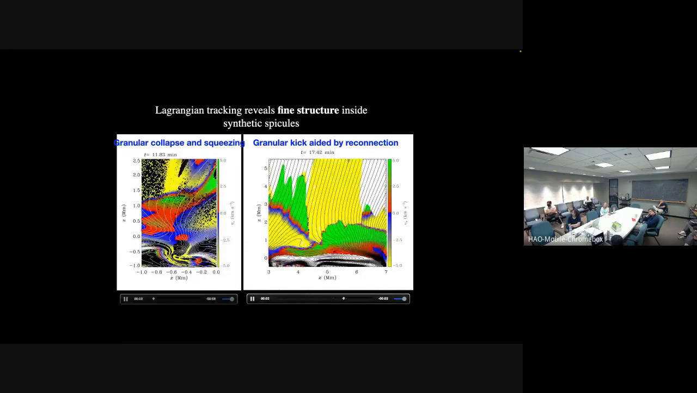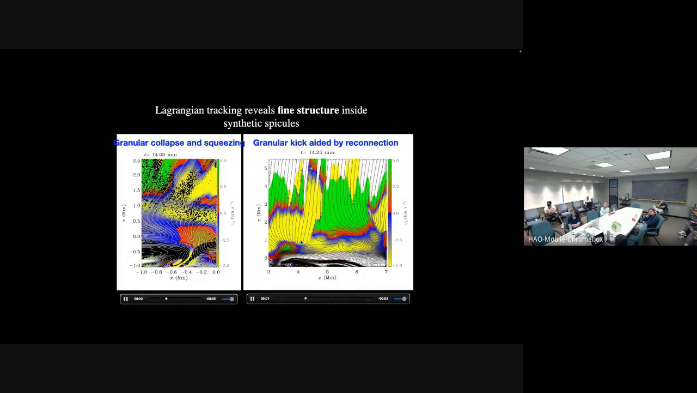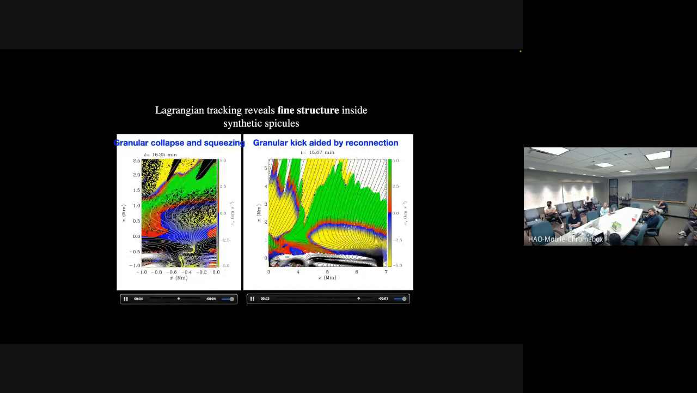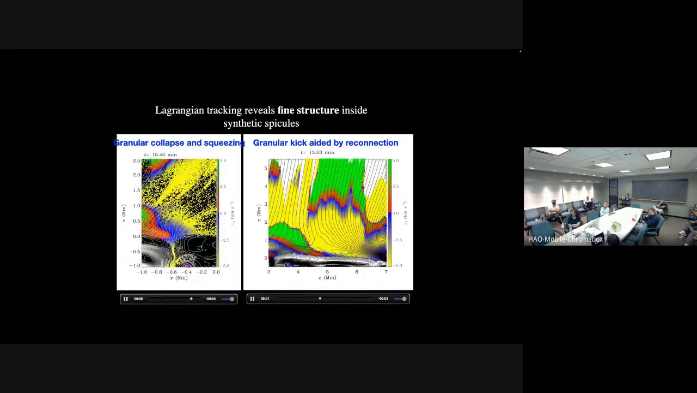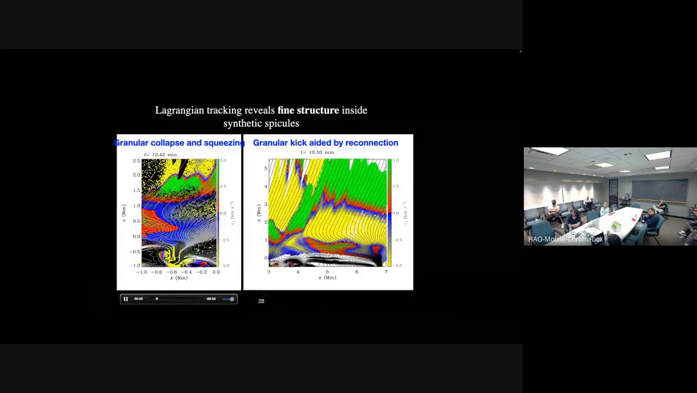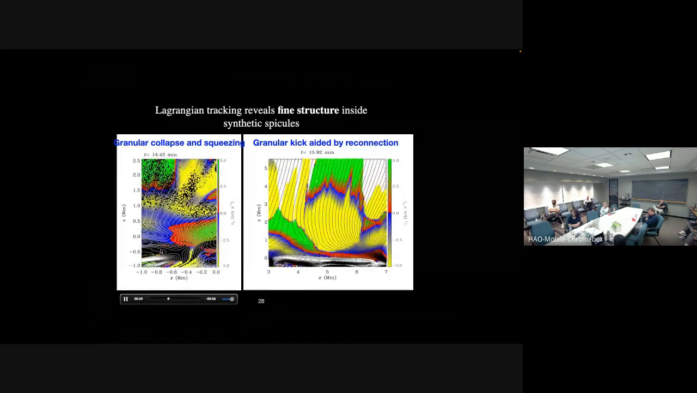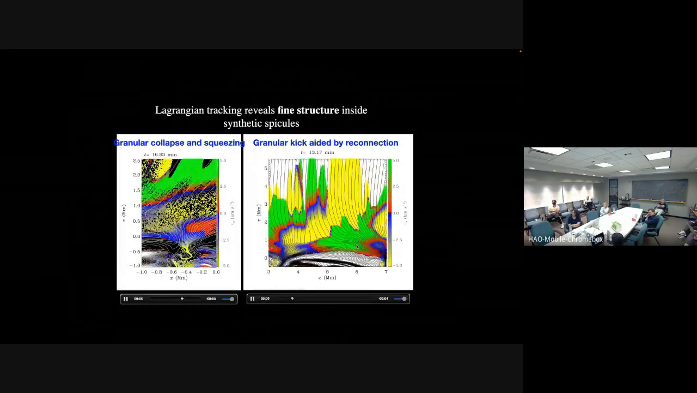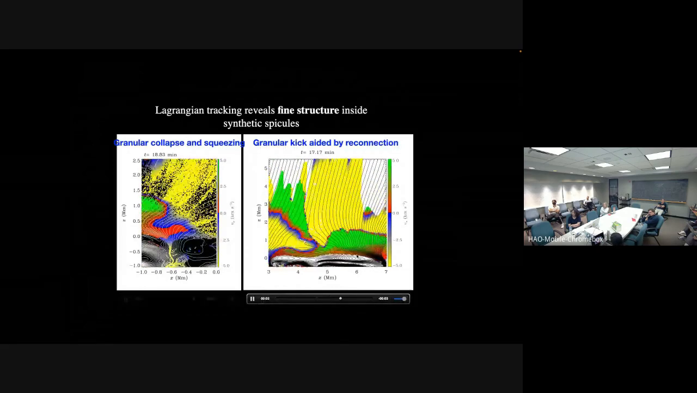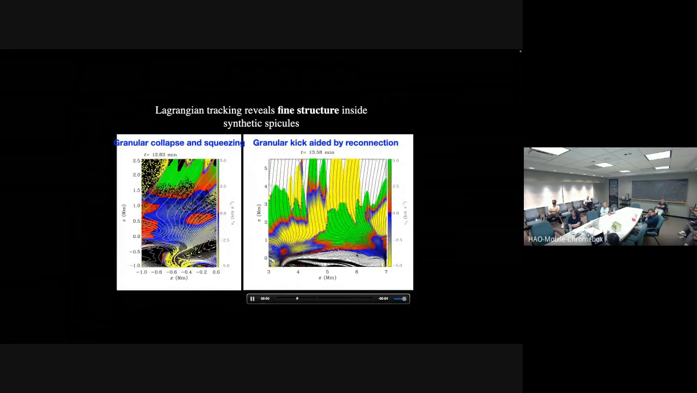So these are 2 different mechanisms, both coming from convection, that are forming jets. But it so happens that the jets that form at the top of these intergranular lanes are slightly shorter than the ones that are forming above these granules that are breathing.